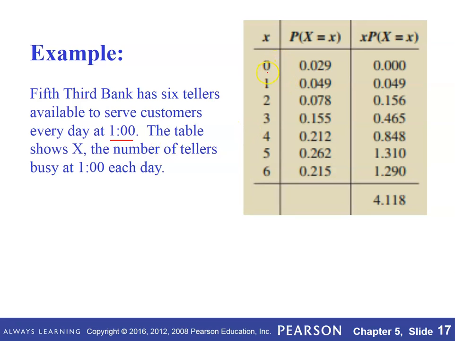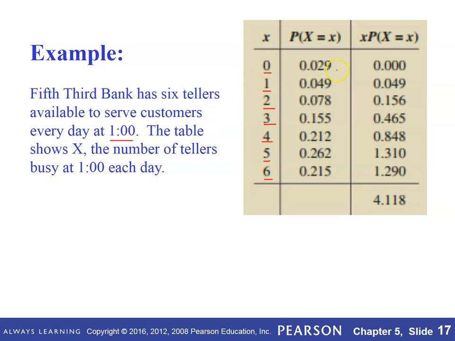So for example, here we have 0 tellers being used 2.9% of the time. No tellers were busy 2.9% of the time, 4.9% of the time 1 teller was busy, 7.8% of the time 2 tellers were busy, 15.5% of the time it was 3 tellers, 21.2% of the time 4 of the 6 tellers were busy, 26% of the time 5 tellers were busy, and 21% of the time all 6 tellers were busy at that time of the day.